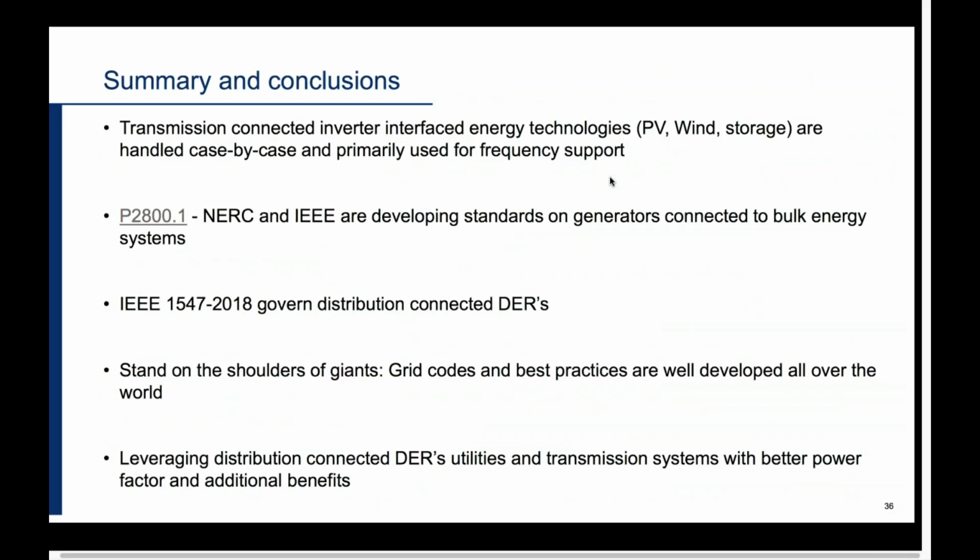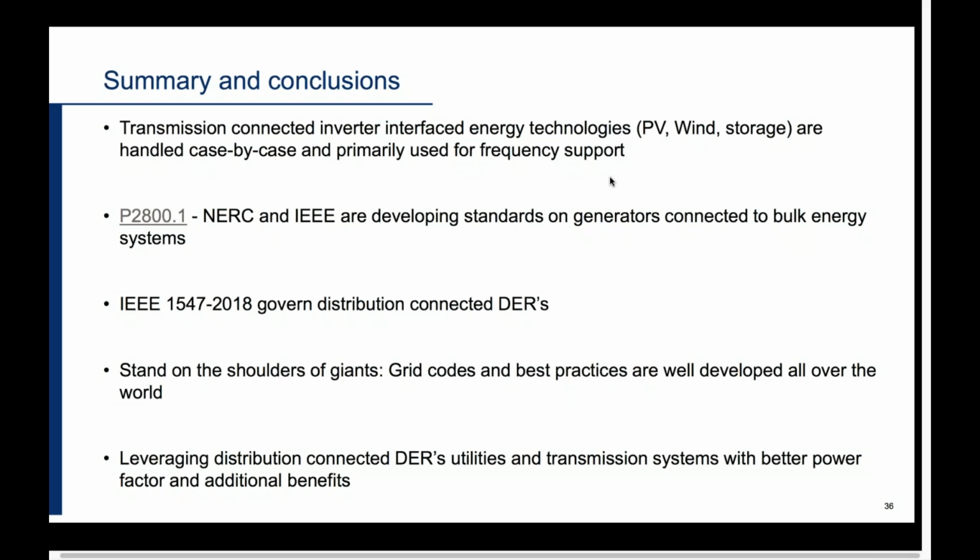Just to summarize, one of the key things that I wanted to throw light on was that 1547 or grid codes do not apply for all interconnections that happen at all voltage levels. They both are handled separately.